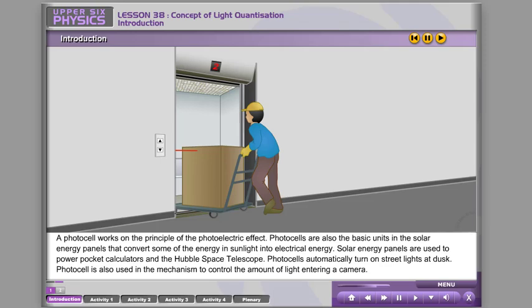Photocells automatically turn on street lights at dusk. Photocell is also used in the mechanism to control the amount of light entering a camera.